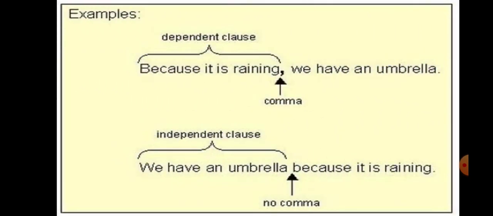For more detail, as you can see: because it is raining, we have an umbrella. In this sentence, the part "because it is raining" is a dependent clause, and after a dependent clause we need to put a comma. Then we write the independent clause, we have an umbrella. Downside, you can see: we have an umbrella because it is raining. This sentence begins with an independent clause, so there is no need to put a comma.